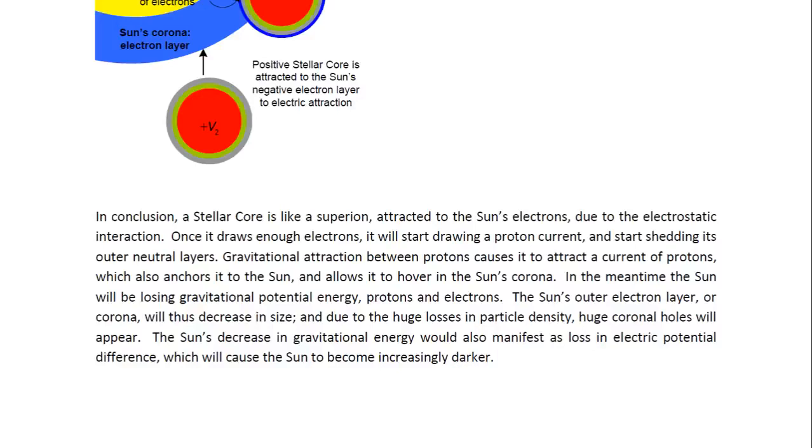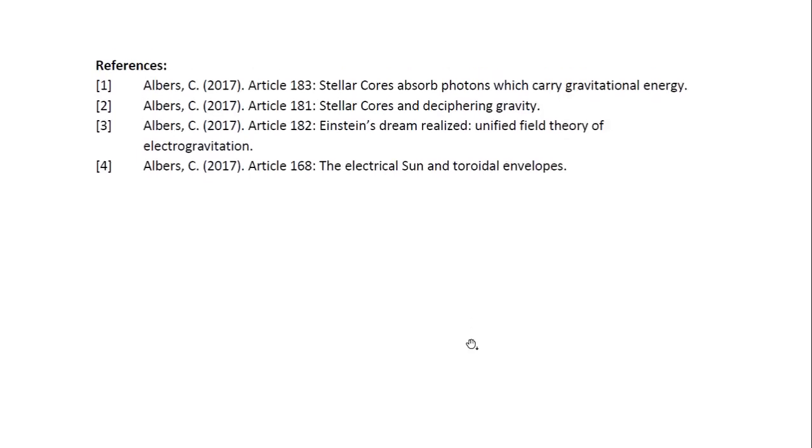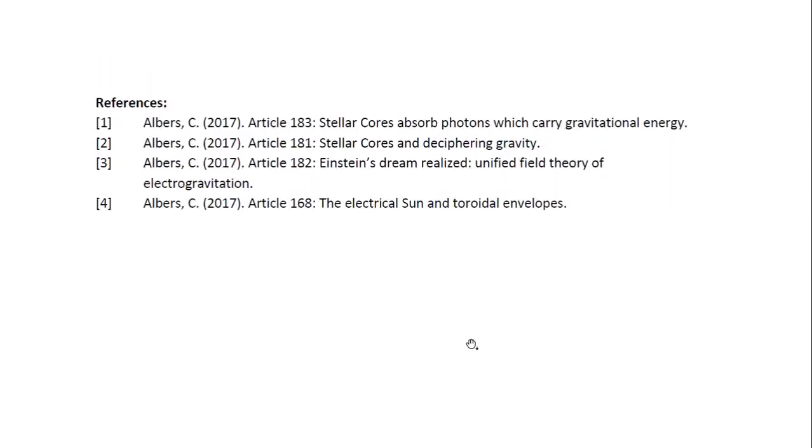In the meantime, the sun will be losing gravitational potential energy, protons and electrons. The sun's outer electron layer or corona will thus decrease in size, and due to the huge losses in particle density, huge coronal holes will appear. The sun's decrease in gravitational energy would also manifest as loss in electric potential difference, which will cause the sun to become increasingly darker. And these are the references.